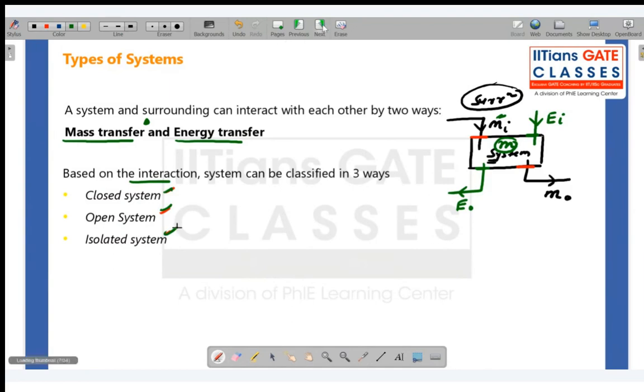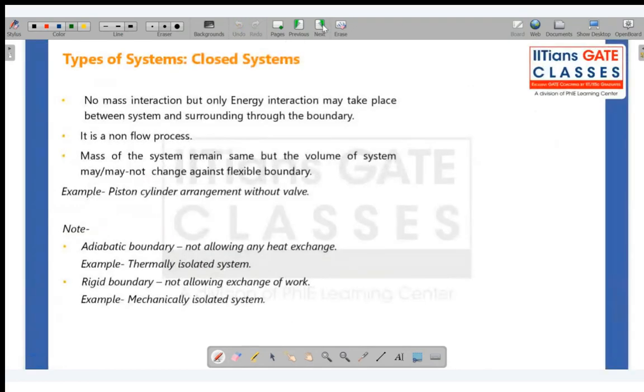Okay, now what is a closed system? A closed system is basically, if this is your system, it will not allow any mass transfer. Mass transfer is equal to zero. No mass transfer can happen. This boundary is not going to allow any mass transfer.